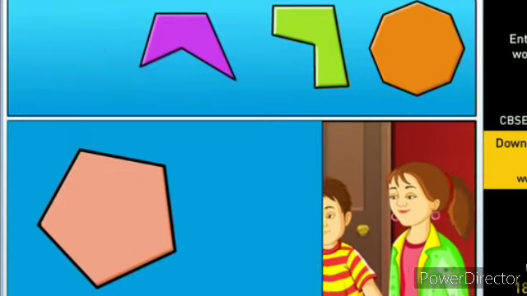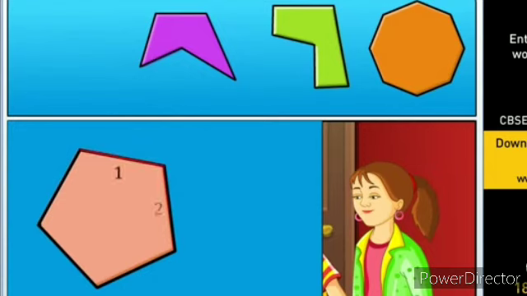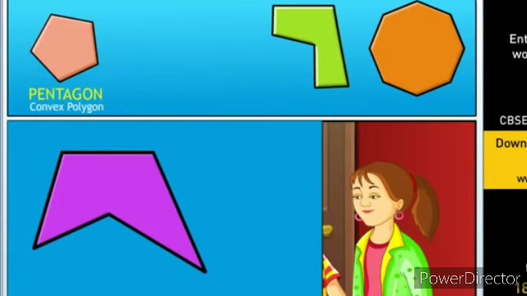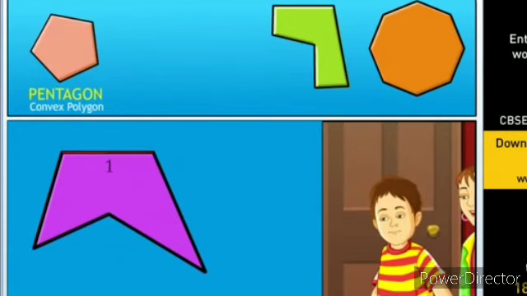Alice, you first. The first polygon has 5 sides. So, this is a pentagon. Now, on drawing the diagonals, we see that all lie inside the polygon. Thus, it is a convex polygon. Now, it's your turn, John. This polygon has 5 sides. So, this is a pentagon. To check whether this polygon is convex or concave, I will draw the diagonals. One diagonal lies outside the polygon, so this is a concave polygon.